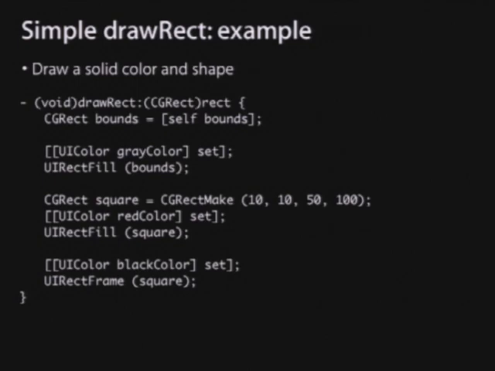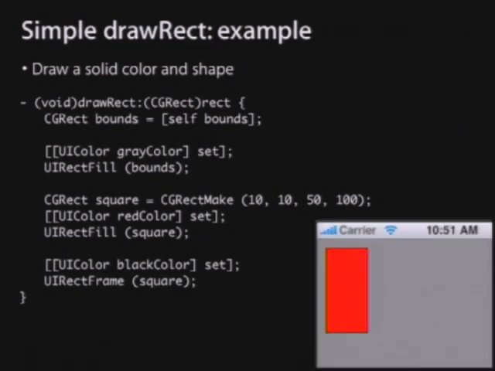Then I want to draw a square within my bound. So I'm going to create a CG rect, offset by 10 and 10 with a width and height of 50 and 100. And we set the color for the context. And then we say UI rect fill, and we fill a square. And then finally, we say black color set, and we draw the square.